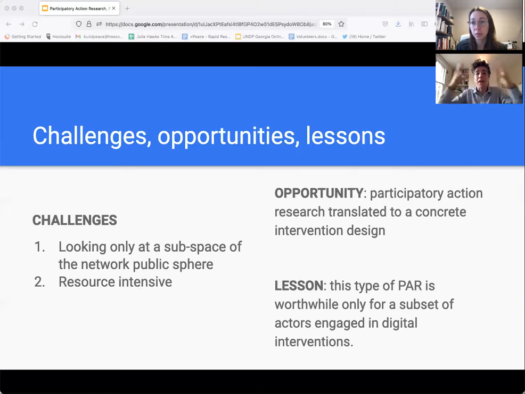So when we're talking about the network public sphere, all of the conversations that are out there, in order to really get to a sensible amount of data that we can look at, we need to cut it down to a subspace. So when I was showing you these findings, these are only findings that pertain to this particular subset of accounts talking about this topic in this country. They're not applicable beyond that. That means that they're very relevant to that subspace, but that the findings that we have cannot be extrapolated to other areas. The second challenge is that this is quite resource intensive.